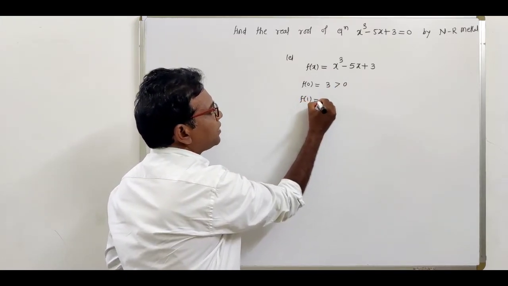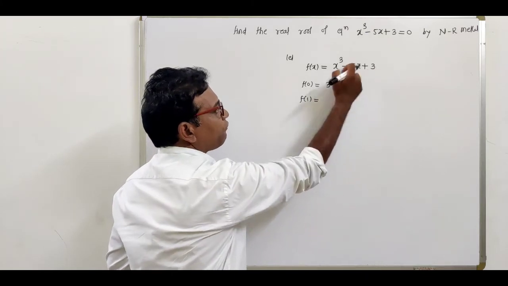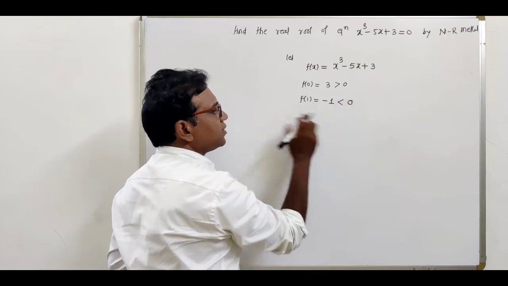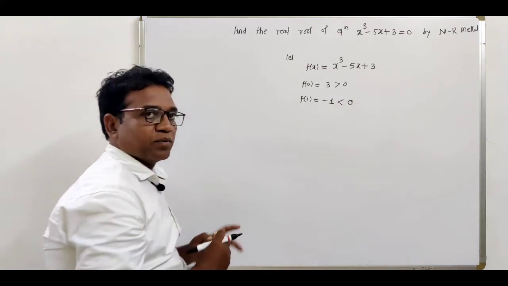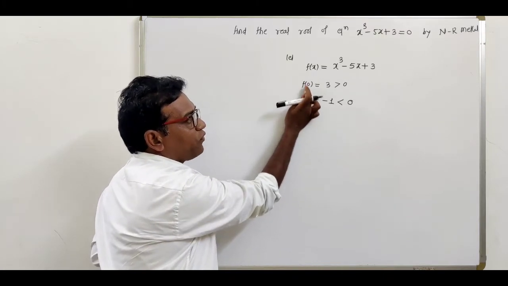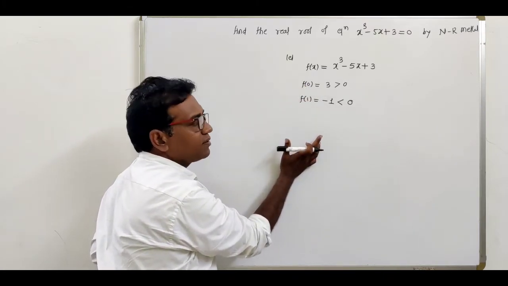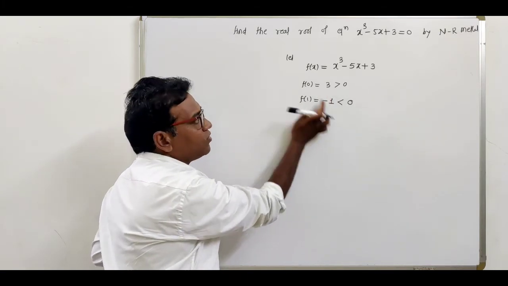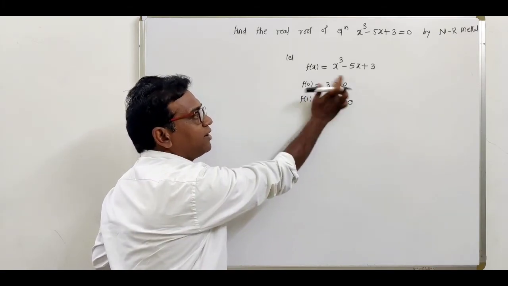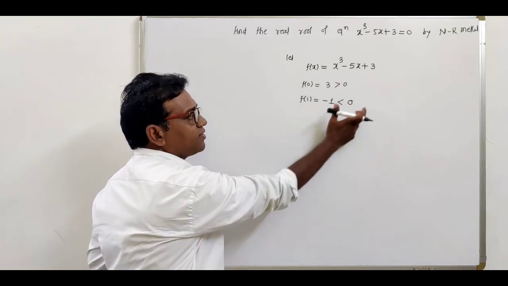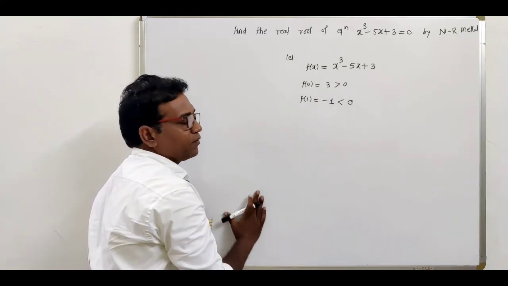Put x equal to 1: 1 plus 3 is 4, 4 minus 5 is minus 1. So minus 1 is the negative functional value. So what is the first step? Substitute the values of x in such a manner as to get opposite functional values. If you put x equal to 0, we find this is the positive functional value. Put x equal to 1, then this is the negative functional value.